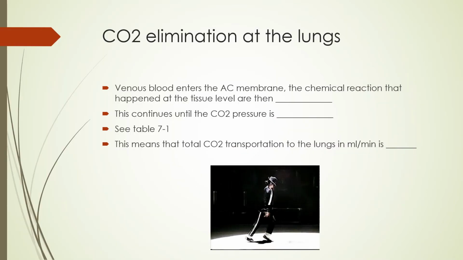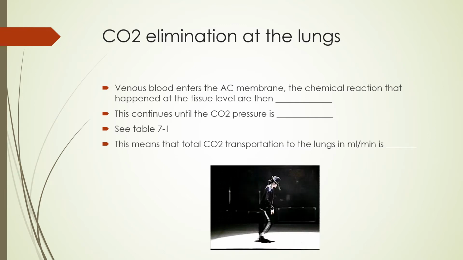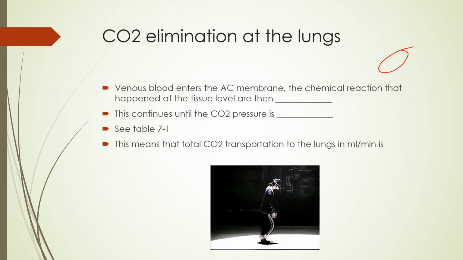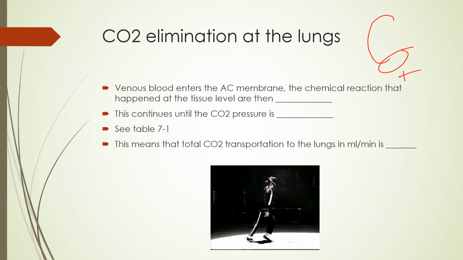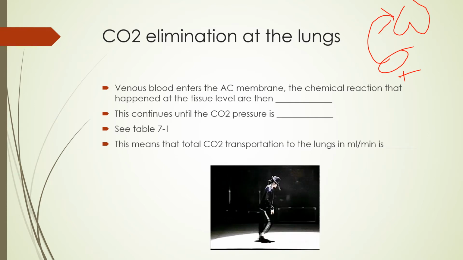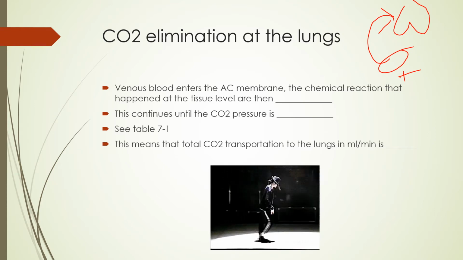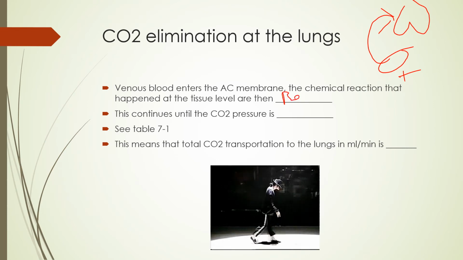Let's talk about the lungs, right? You didn't go into respiratory school not to talk about the lungs. So venous blood, as it goes from the tissues to the AC membrane. Once again, we're coming from the tissues down here to the lungs. As we go to the AC membrane, the chemical reaction that happened at the tissue level to get CO2 onto the hemoglobin molecule and oxygen off the hemoglobin molecule, that whole thing is going to be reversed.